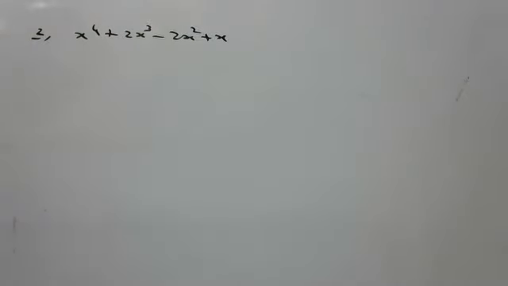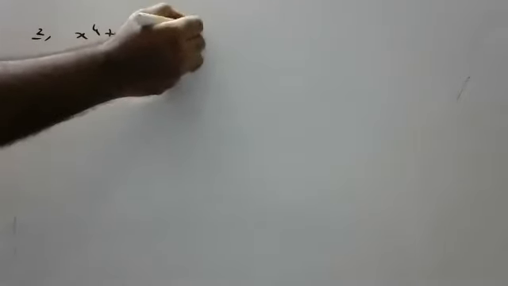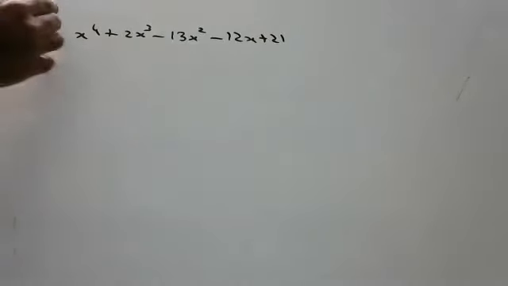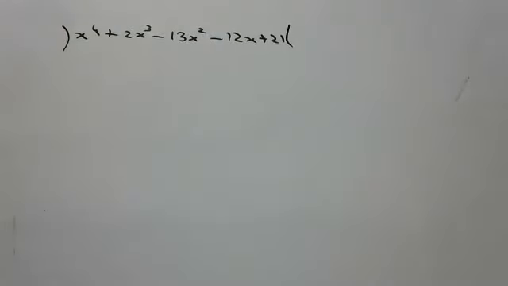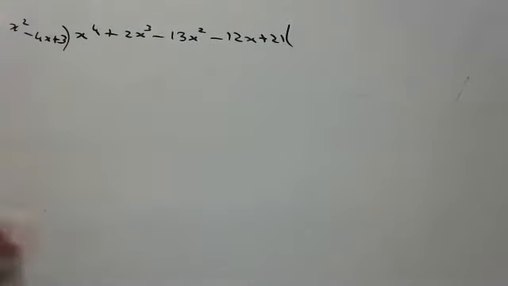x⁴ + 2x³ − 2x² + x − 1. Second question: plus 2x³ minus 13x² minus 12x plus 21, so that it is exactly divisible by x² − 4x + 3. What should be subtracted is the question. Whatever may be the question, first let us do the sum.